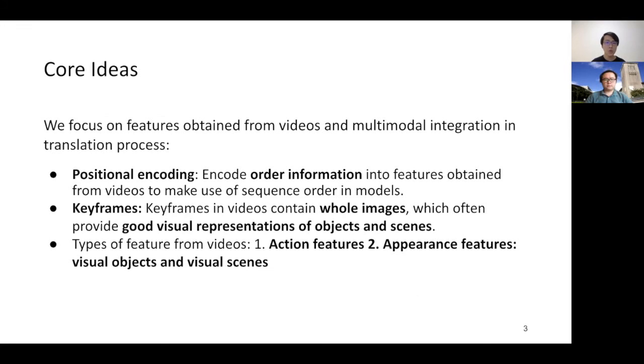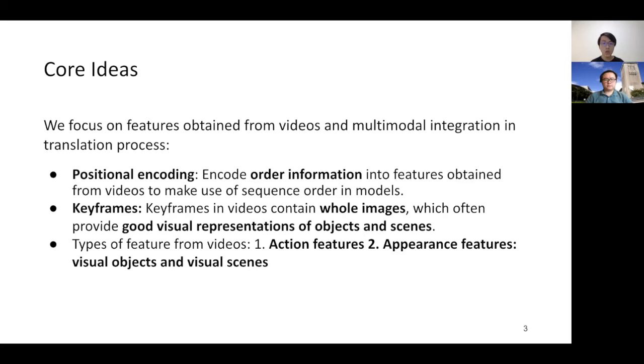Here, we list the three core ideas. The first is adding positional information into video representations to make use of the order information from videos. Second, keyframes in videos often contain entire images, which helps in extracting high-quality features from videos. The third is that video descriptions often involve visual objects, visual scenes, and actions that appear in the video frames.